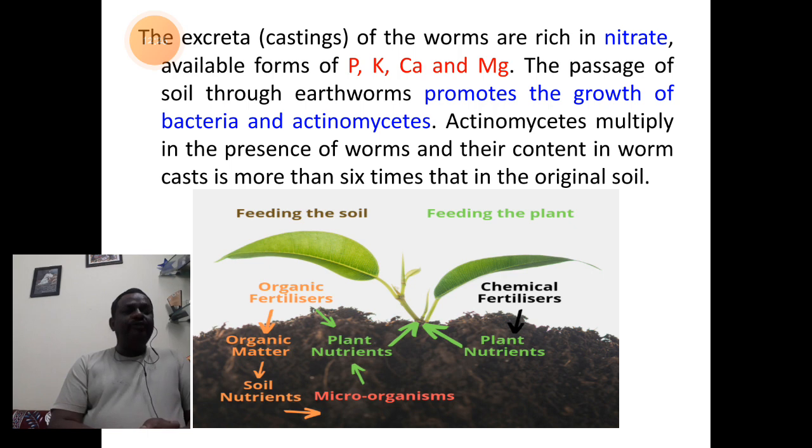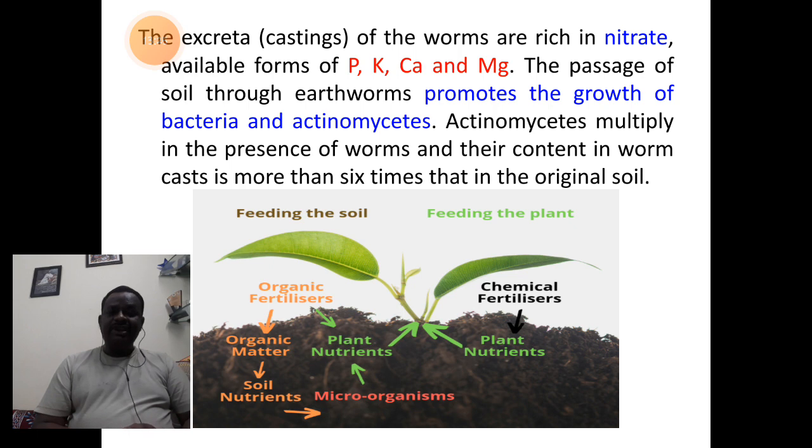The excretory waste of earthworm is called castings, which are rich in nitrates, potassium, phosphorus, calcium, magnesium, etc. And these nutrients also promote a very good growth of not only the plants but also useful bacteria and actinomycetes present in the soil, which helps in the multiplication of worms and also enhances the content of bacteria and actinomycetes 6 times more than in the original soil of the given area.